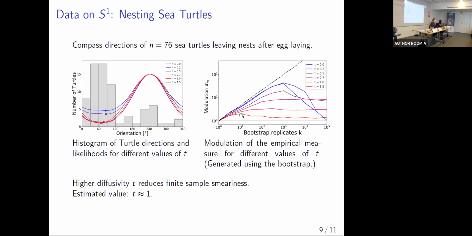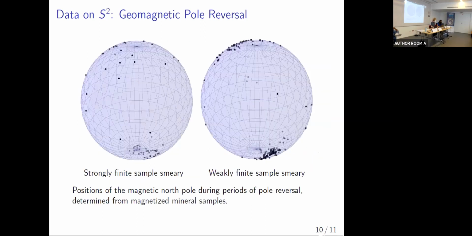And if we look at the variance modulation here, we see that the more we increase our diffusivity, the more our modulation drops. And it turns out if we estimate the diffusivity for this data set, we get roughly 1, so 0.96. So this curve here is actually kind of the best estimate for both parameters for the diffusion mean. And it's fairly flat, so it mitigates this effect of finite sample smeariness. And this is actually a generic property of the diffusion means.